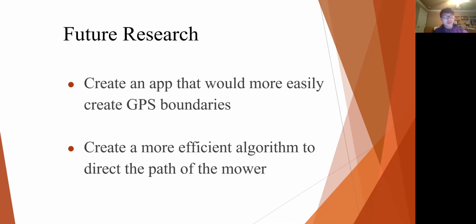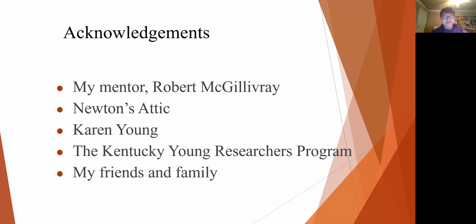As well as I would like to be able to create a more efficient algorithm to direct the path. So the commercial ones obviously use just random paths, so that is very inefficient. And mine mows in lanes like a human would, but there are more efficient ways for it to go so that it would take less time and take less power to mow your lawn.